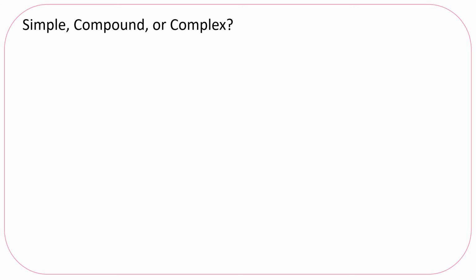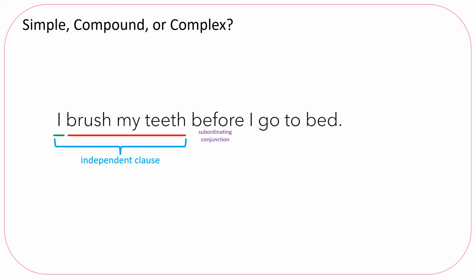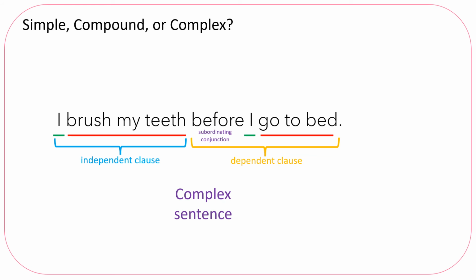Let's look at another one. I brush my teeth before I go to bed. Well, we have a subject I, brush my teeth. That's an independent clause. Then we have a subordinating conjunction. And we have a subject, I, go to bed as a predicate. So that's a dependent clause. So since we have an independent clause and a dependent clause, then we have a complex sentence.